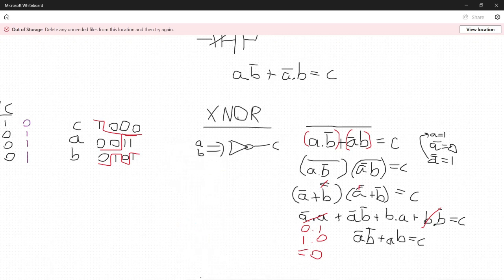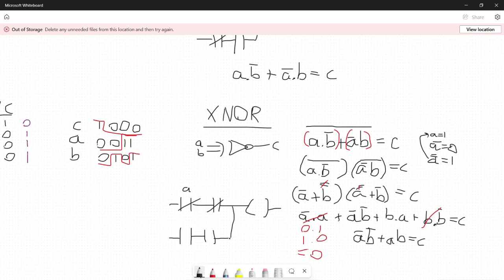We can now look at it and say, okay, how do we draw this? Well, we have a plus sign, so we know we're going to have two lines. And then each line will have, I think, so this will be A, and this will be B. And they're going to be normally closed. And this will be open, and this will be open.